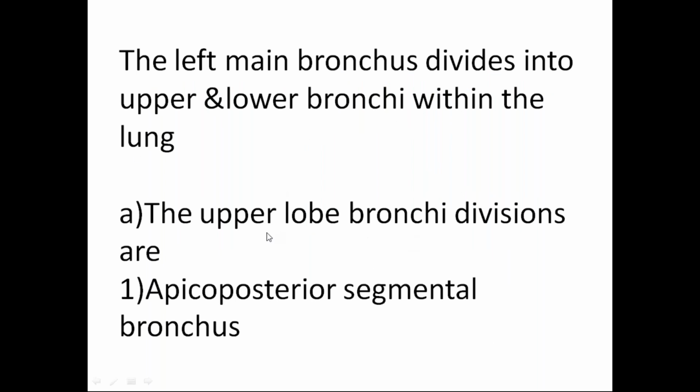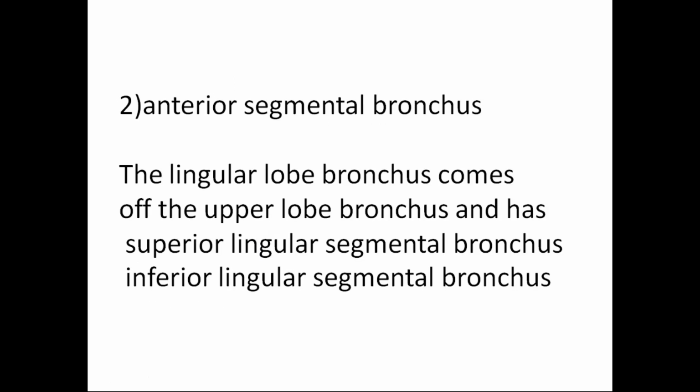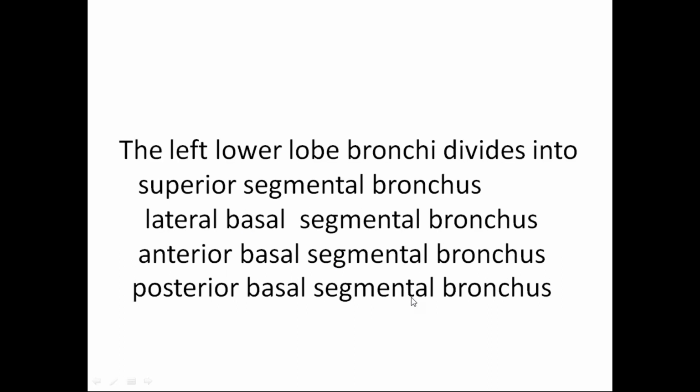The upper lobe bronchus divides into apico-posterior segmental bronchus, anterior segmental bronchus, and lingular lobe bronchus, which comes off from the upper lobe bronchus and has the superior lingular segmental bronchus and inferior lingular segmental bronchus. The left lower lobe bronchus divides into superior segmental bronchus, lateral basal segmental bronchus, anterior basal segmental bronchus, and posterior basal segmental bronchus.